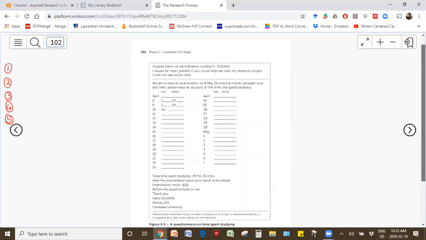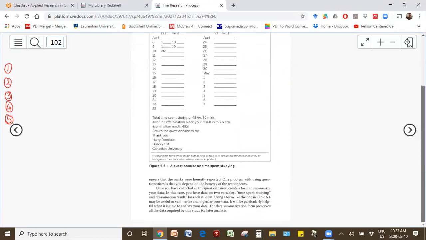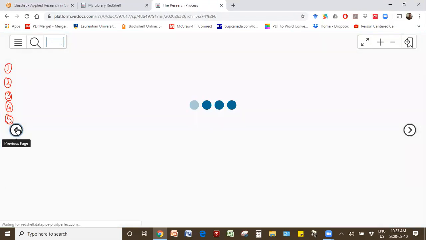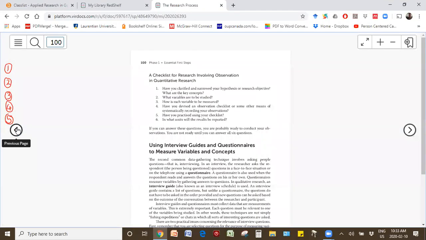So if you go to page 102. A questionnaire on time spent studying. Oh, that's the questionnaire itself. No, there's a page that actually lists the steps as to what you have to do for setting up a questionnaire or survey. There we go. There's a checklist for observations in case you were interested. That's on page 100. Those are the key steps.